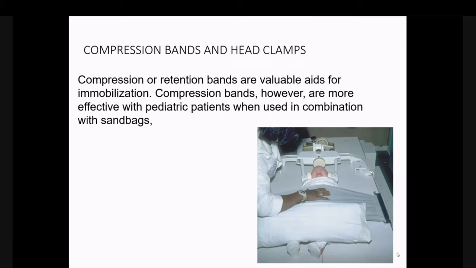Next we have compression bands and head clamps. The compression or retention bands are a valuable aid for immobilization. The compression bands, however, are more effective with the pediatric patient when used in combination with sandbags. Definitely these compression bands give some discomfort to the patient, but we have to use them for chest, abdominal, and hip radiography. This is the better option that we can use, apart from the Pigg-O-Stat and sponge bone. So these compression bands are the most effective compared to these other immobilization devices.